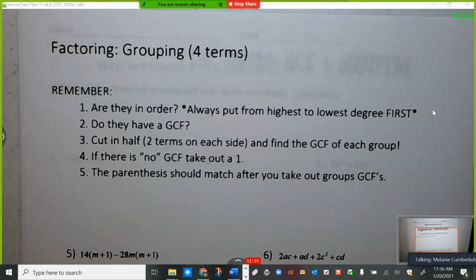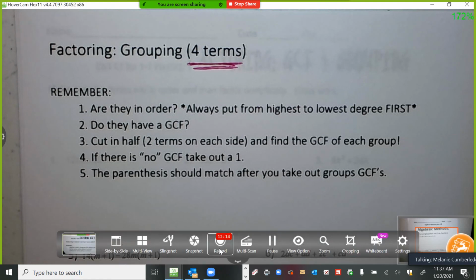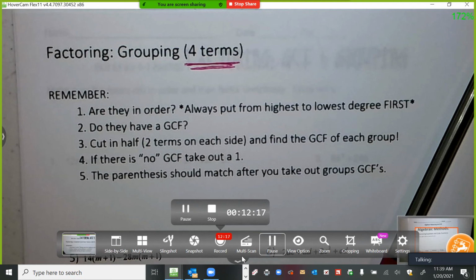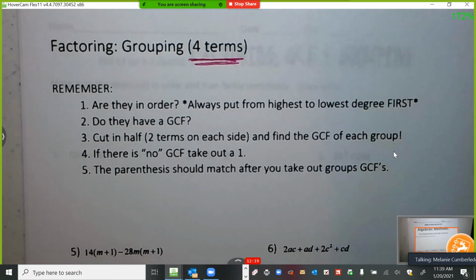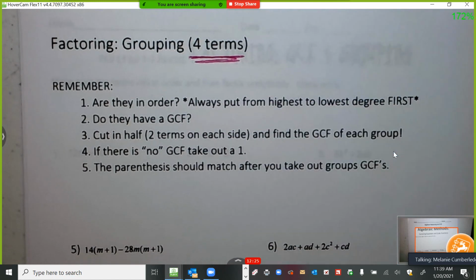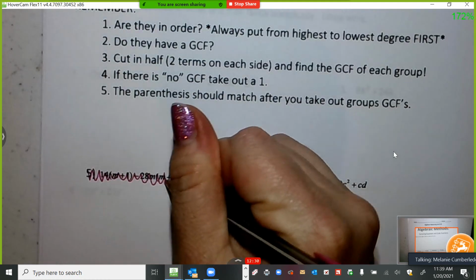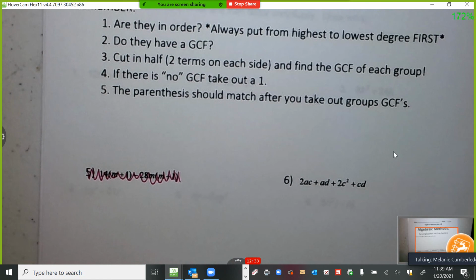Okay, so this says grouping. A big thing here is it has to be 4 terms to do grouping. Okay, so are they in order? Oh, goodness. Always put from highest to lowest degree first. Do they have a GCF? Cut in half, so on and so forth. Okay, so when you have 4 terms, you're going to do these things first. We always need to make sure they're in order. Then this will make more sense as we go through, so I'm going to show you. We're going to skip number 5 today, actually. I'll show you another problem like that, but that one's not accurate.